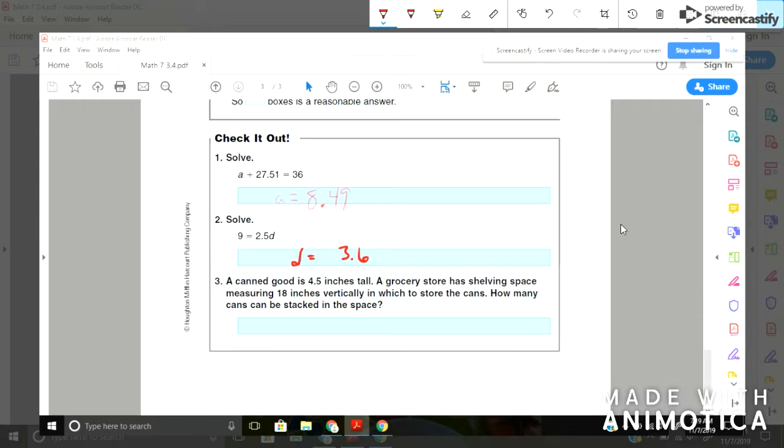And lastly, you're doing something similar to what you did before. You just take your total amount of space and divide it by how tall each canned good is. So 18 divided by 4.5, and that would give you 4 cans. Pretty much we're putting decimals together with equations now.